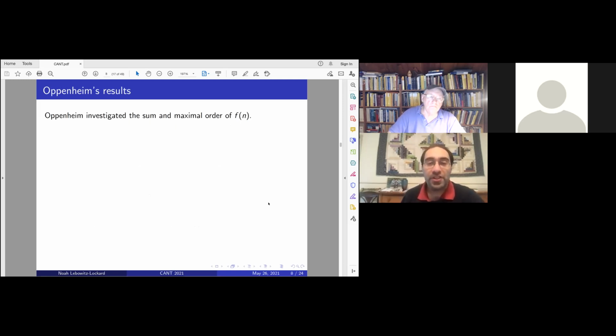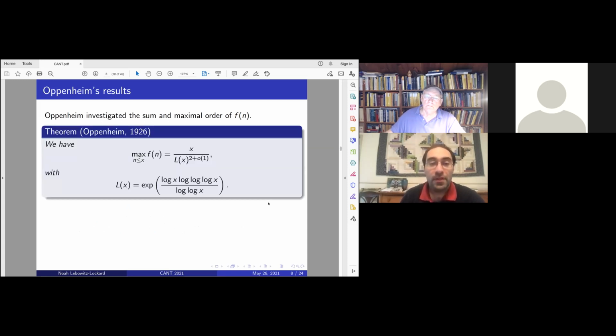So using these Dirichlet series, Oppenheim found the sum and maximal order of little f of n. In 1926, he showed that the maximal value of little f of n for all n less than or equal to x is x over L of x to the 2 plus little o of 1, where L of x is this complicated quantity, e to the log x triple log x over double log x. And this L of x term will actually come up later in this talk, so we will see it again. It does come up a lot with partition functions and factorization functions.